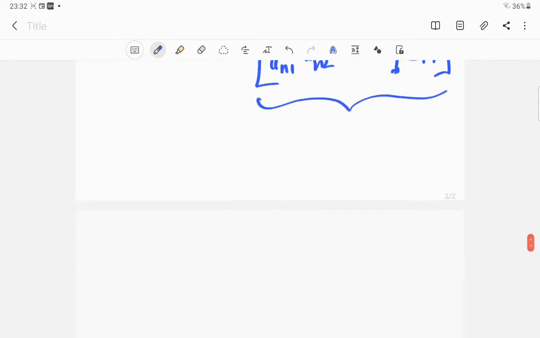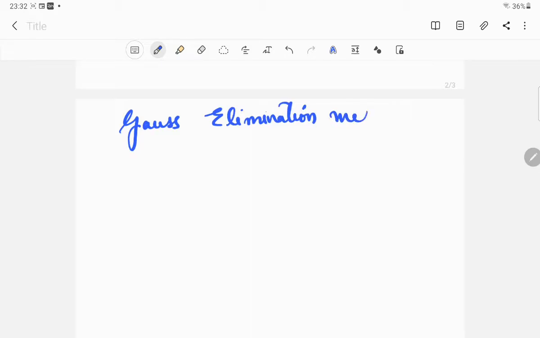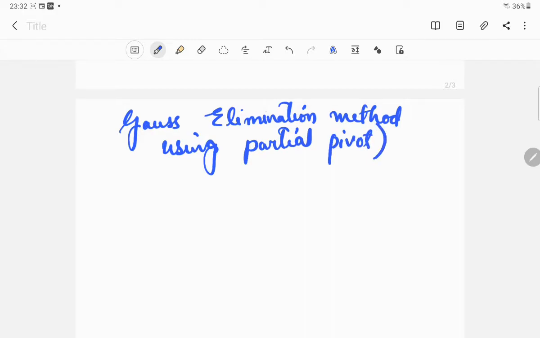Okay, so for that let us consider one example. The method that we are going to use is called Gauss elimination method using partial pivot. Okay, so I will tell you what it actually means.